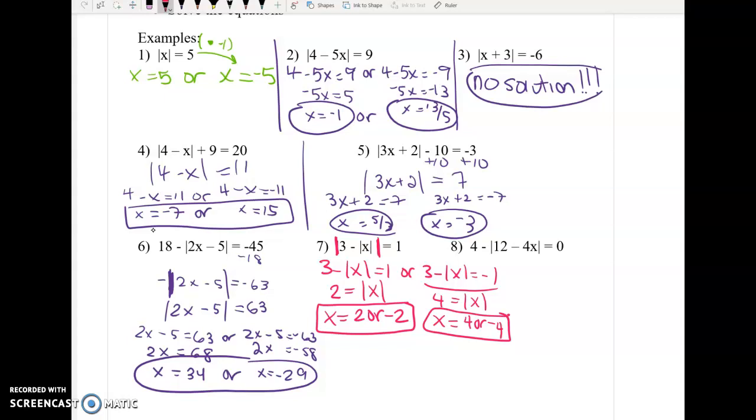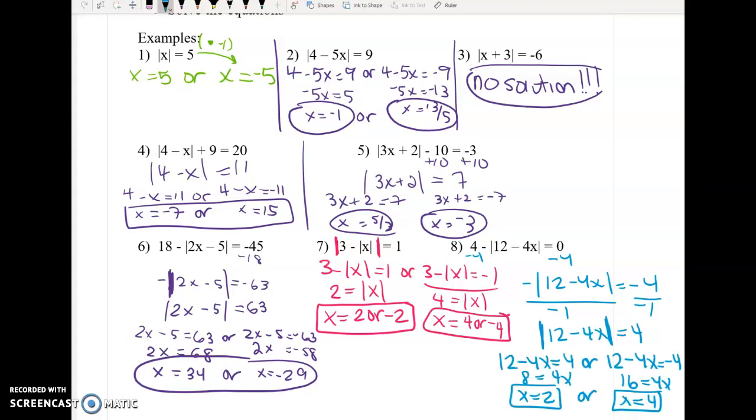Take a minute, hit pause, and solve number 8. Always remember we're getting rid of the 4 first, and then that negative we can't distribute into the absolute value bar, so divide both sides by negative 1. If you need some help setting that up, absolute value of 12 minus 4x equals positive 4. So you are able to solve that. Go ahead and hit pause and finish this equation. All right, and the answers for those ones will be 2 and 4.